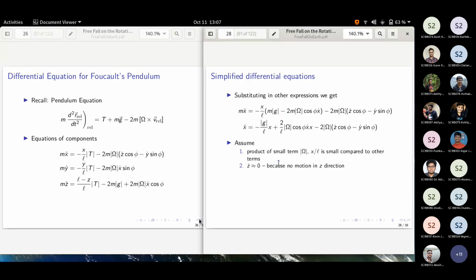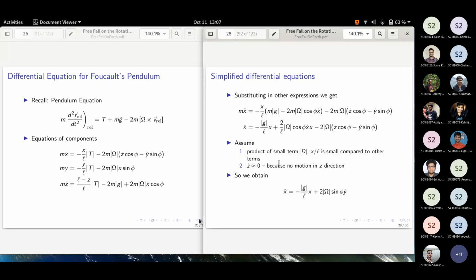So z dot is 0, as you rightly pointed out, because we are not assuming any motion in the z direction. We are going to convert the entire system into only motion along the xy plane, and then make an observation. So x double dot is minus g by L x plus 2 times modulus of omega sin phi times y. Any questions in this?